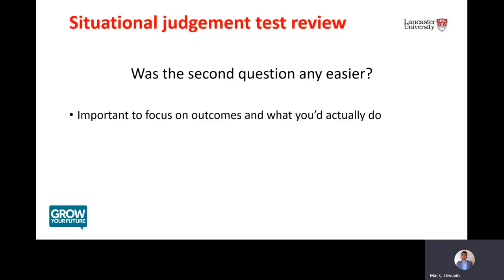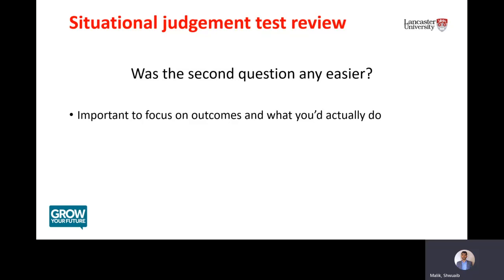So with situational judgment questions, they are very tricky, and it's a stumbling block for many, many students. And it's so important for that reason to focus on outcomes and what you'd actually do, because one of the fundamental errors a lot of students make in situational judgment tests is they overcomplicate the situation more than it needs to be. They think about too many factors. For example, they think about what the company would want them to do in that situation. They think about what's the ethical thing to do. They think about trying to please everybody.